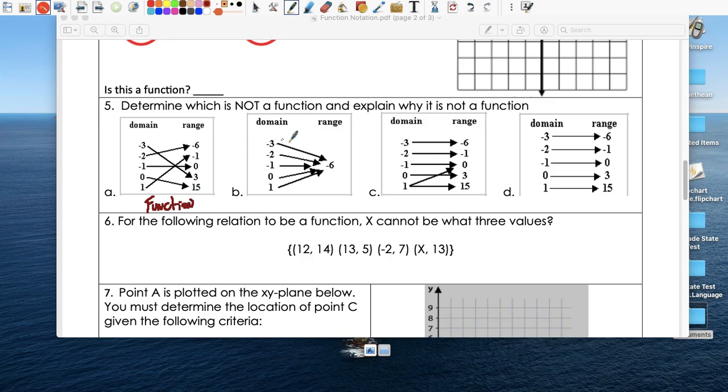Next one, -3 goes to -6, that's okay. -2 goes to -6, that's okay. -1 goes to -6, 0 goes to -6, and 1 goes to -6. This is a function. They all go to -6, but that's okay. If I press on -3, what comes out? It's -6, and only -6 comes out. Every time I press on -3, as long as I have only one output, that's okay. It doesn't matter that they all have the same output.